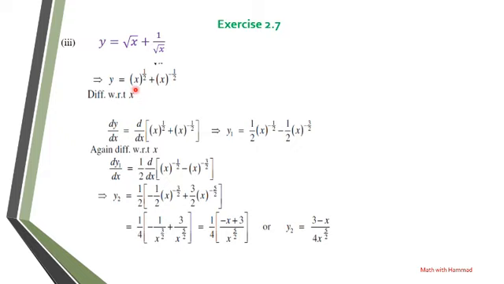Here we will apply the power rule: 1 by 2 x raised to power minus 1 by 2 and minus 1 by 2 x raised to power minus 3 by 2. 1 by 2 minus 1 is minus 1 by 2 and minus 1 by 2 minus 1 is minus 3 by 2. Taking 1 by 2 common, again differentiate with respect to x. Taking 1 by 2 common, remaining are x raised to power minus 1 by 2 minus x raised to power minus 3 by 2.